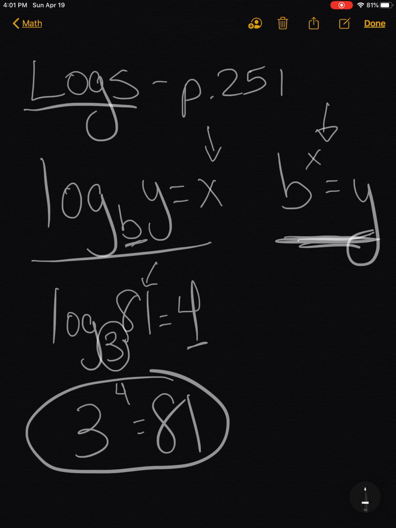Obviously, a way to check your answer is make sure it makes sense, right? Does 3 to the 4th power equal 81? Yeah, it does. All right.